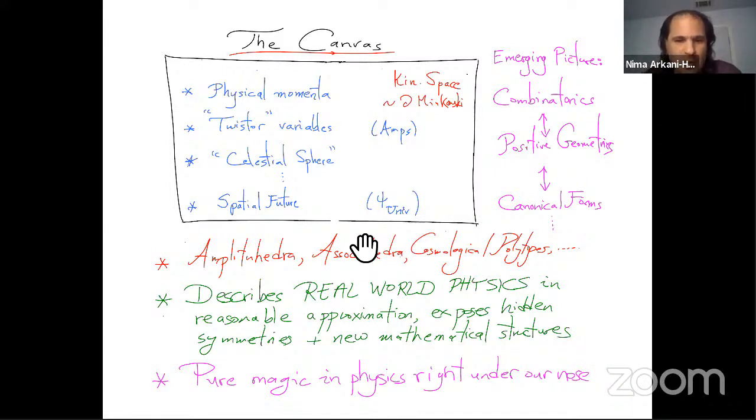But at this point, I just want to emphasize that these ideas are not some esoteric thing that's only tangentially related to the real world. These things describe real world physics in a reasonable approximation, the world that's out there outside your window. Along the way, they expose hidden symmetries and new mathematical structures. To me, the most remarkable aspect of this subject is how much pure magic is sitting there right in physics under our noses. Physics we know describes the world, but which we haven't looked at through this lens before.